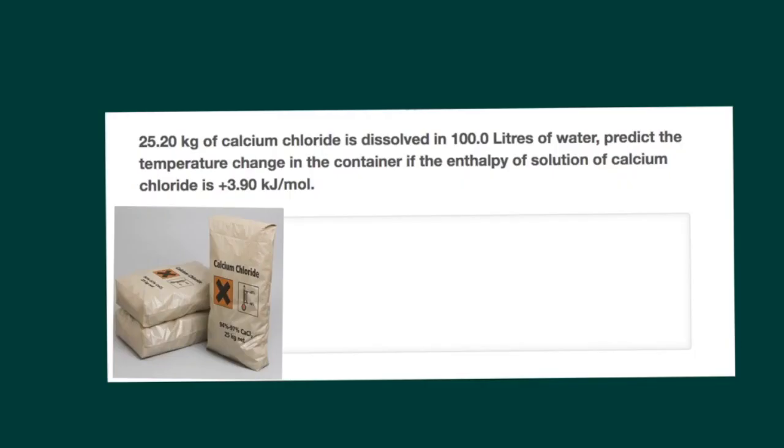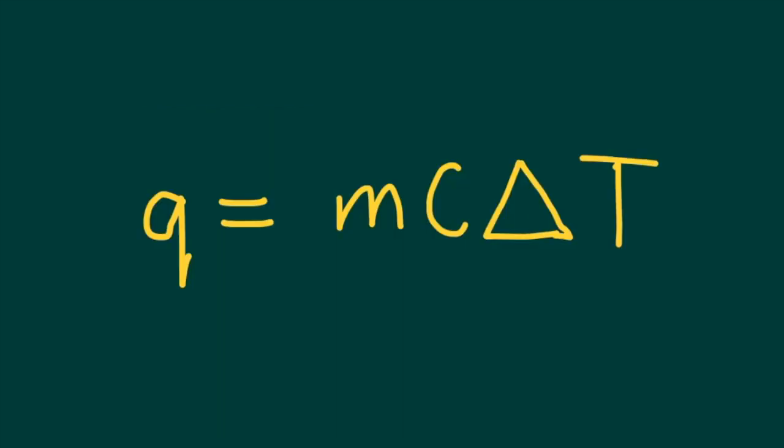In today's episode, we focus on this worked example. 25.20 kilograms of calcium chloride is dissolved in 100 liters of water, and you're required to predict the temperature change in the container if the enthalpy of solution of calcium chloride is positive 3.90 kilojoules per mole.